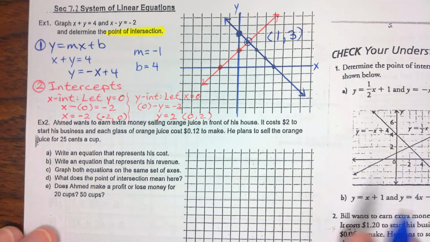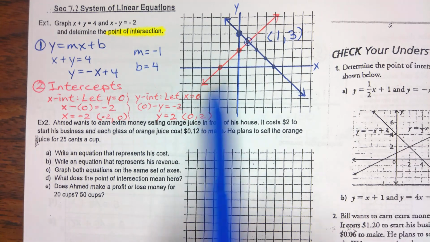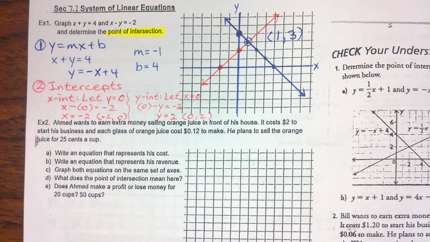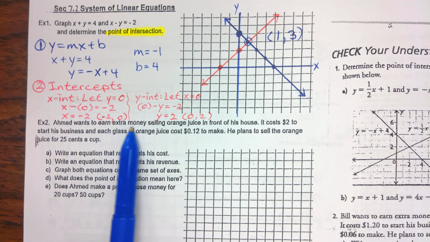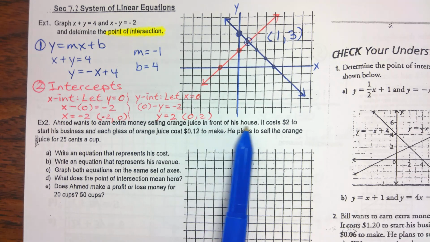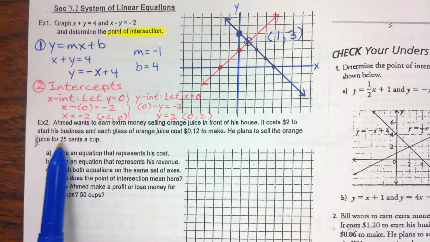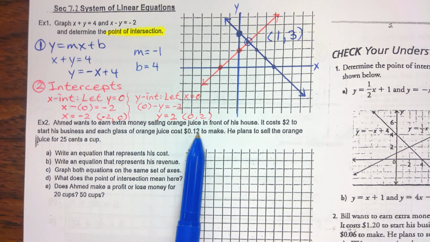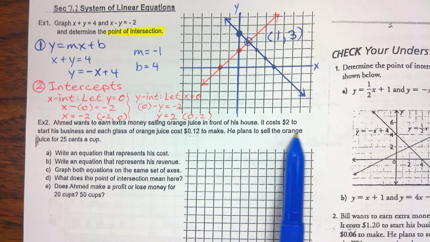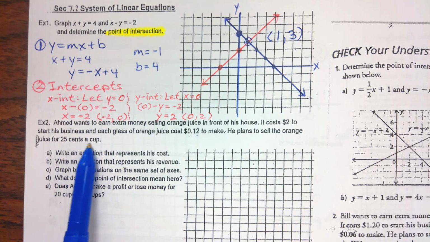Okay. So now let's get into a word problem. Now that we know how to do this, today's lesson is actually very important to the next assignment that you guys are gonna do. It's very similar. Okay. So make sure you pay attention. Ahmed wants to earn extra money selling orange juice in front of his house. It's going to cost him $2 to start his business, and then each glass of orange juice is going to cost him 12 cents to make. He plans to sell the orange juice for 25 cents a cup.